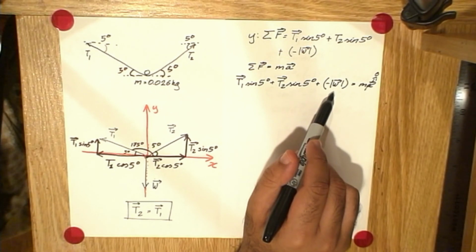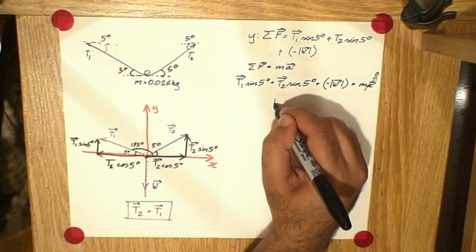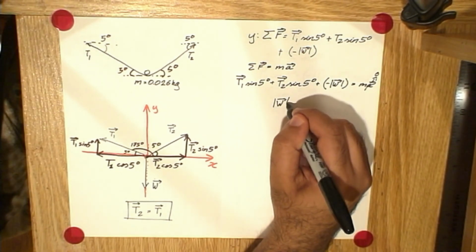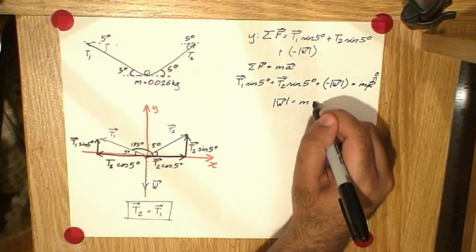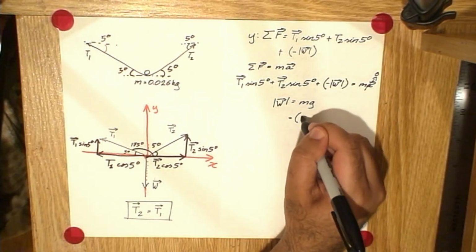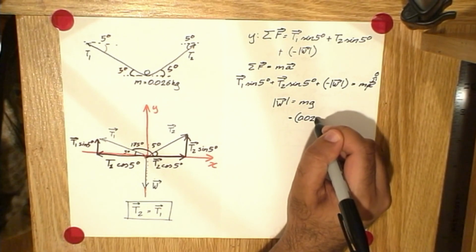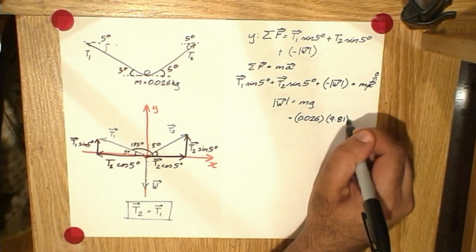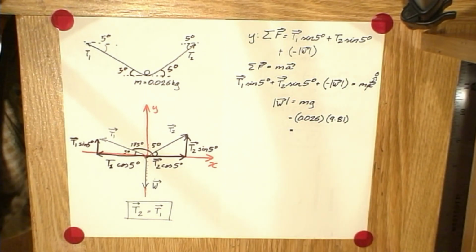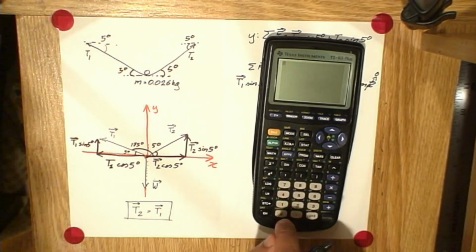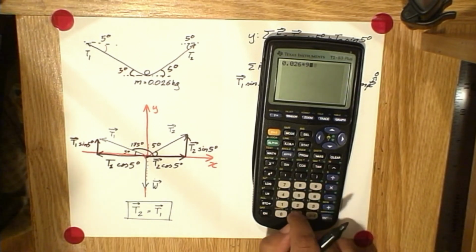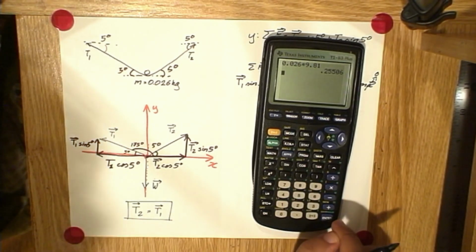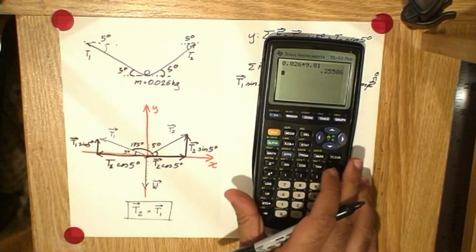Now, let's find out what the weight is. The weight of the bird is given as mass times gravity. Mass 0.026 times gravity 9.81. That works out to 0.255.